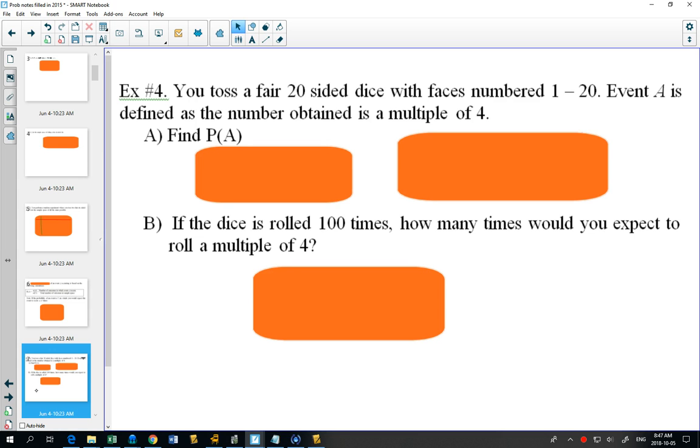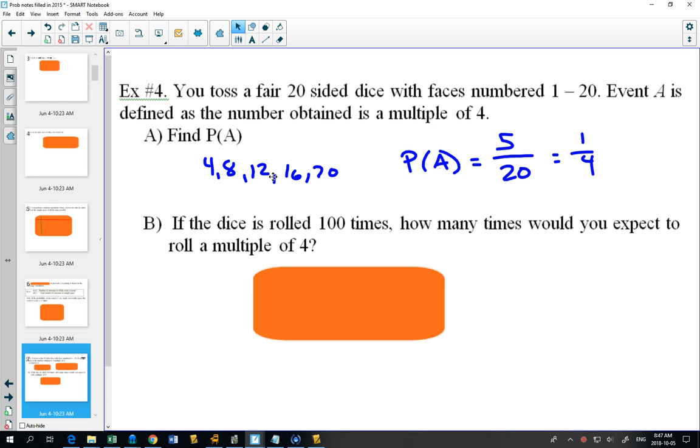Okay? What's the probability of getting that? Well, first of all, you have to figure out how many out of those 20 are multiples of 4. 4, 8, 12, 16, and 20. So then what is the probability? Theoretically, 5 out of 20. 20 possibilities, 5 of them.